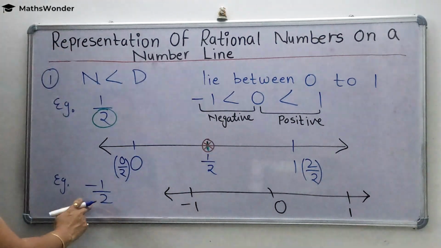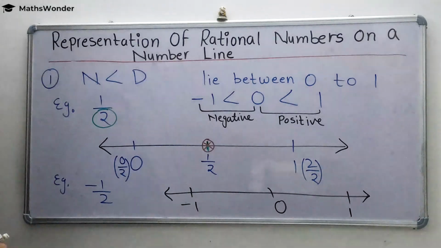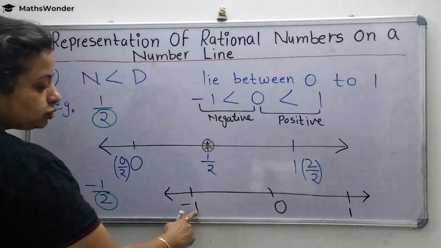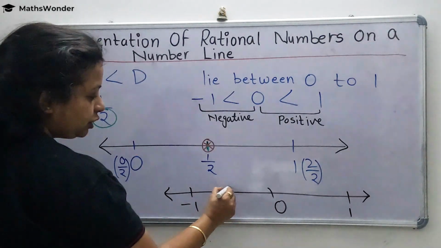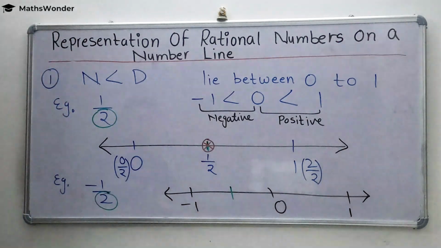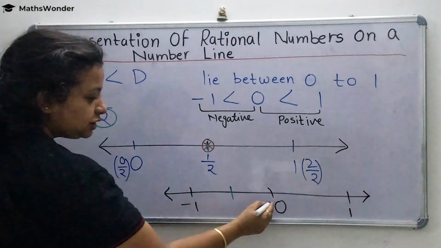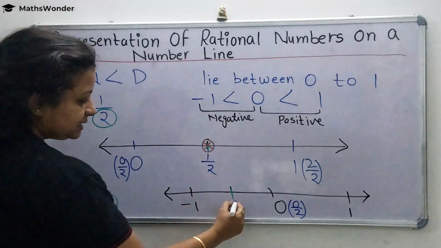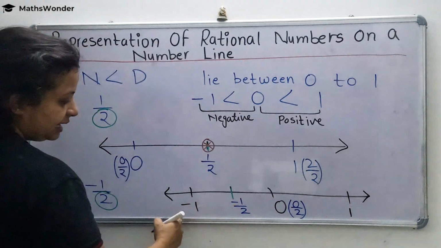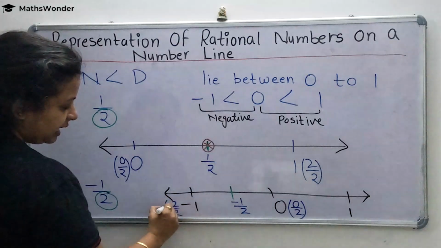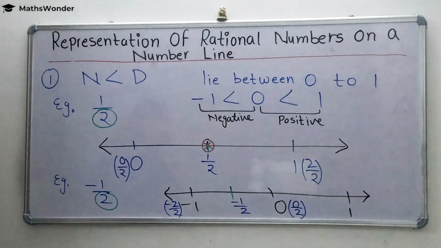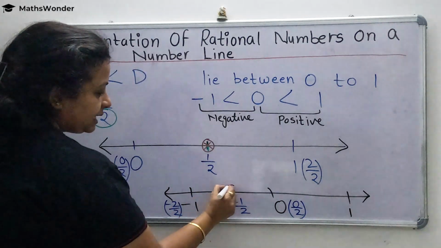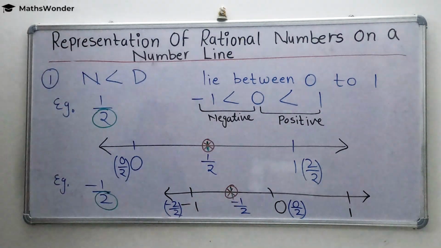Again you check what the denominator is here. Same, the denominator is 2. So you divide this portion between -1 and 0 into 2 equal parts. Now we have the 2 equal parts. How will you write them? 0 means 0/2, which becomes 0. Here is -1/2. Here is -2/2. -2/2, when you simplify, you automatically get -1. So your question is representing -1/2, and it is this one.